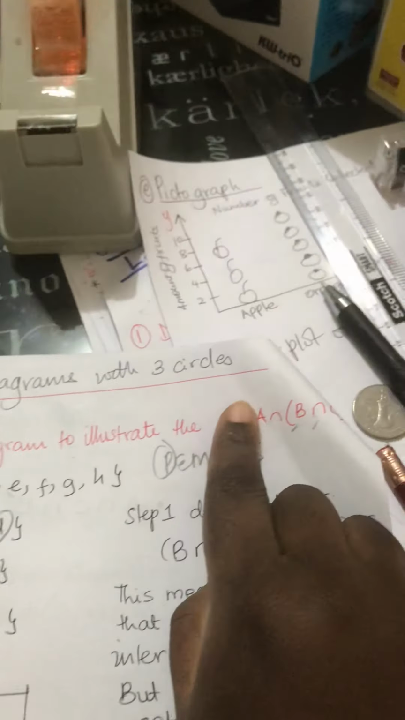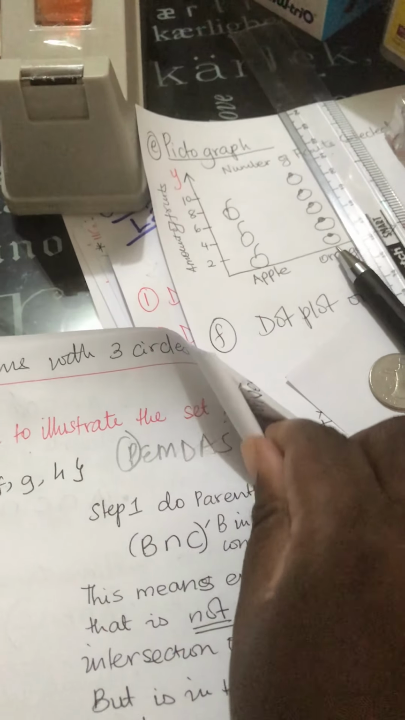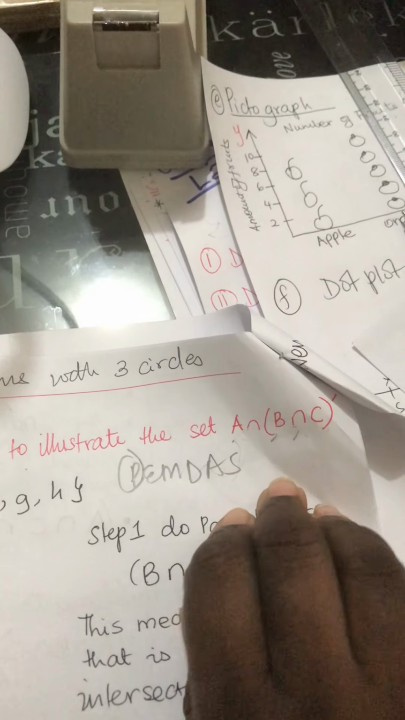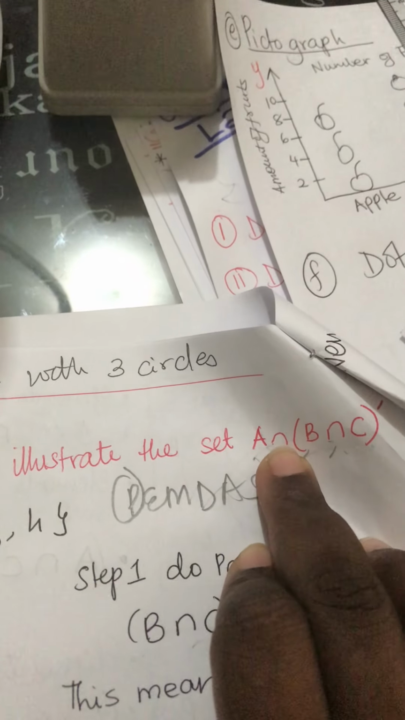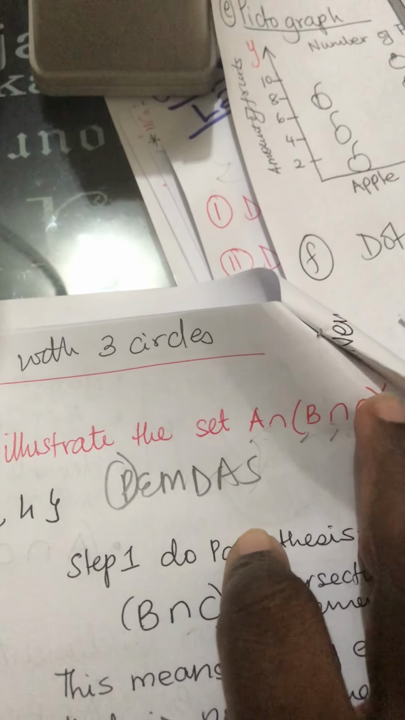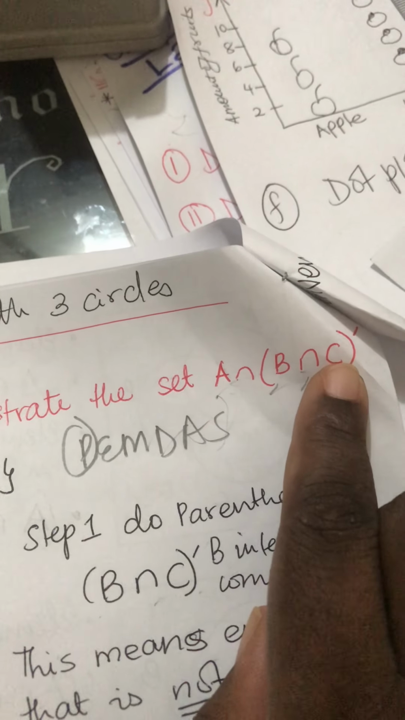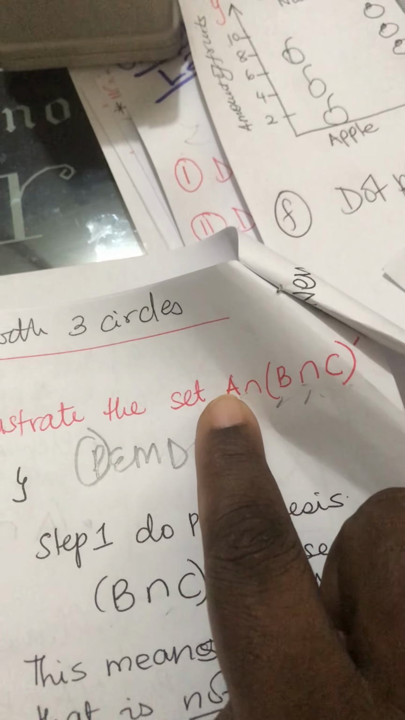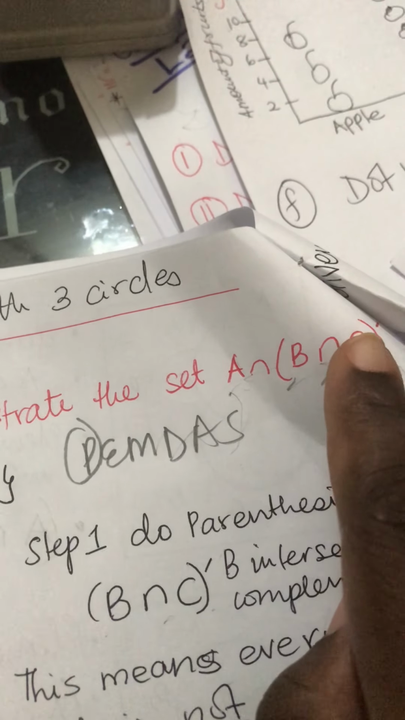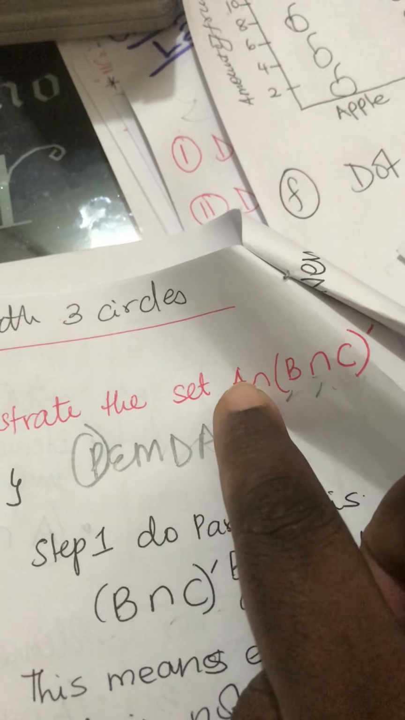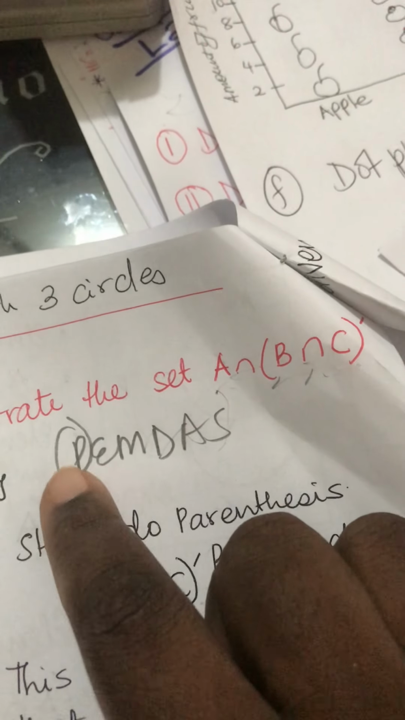All right, let us do this one. Draw a Venn diagram to illustrate set A intersection B intersection C complement. So let me read again. This is A intersection B intersection C, and then the complement of that. So it is the intersection of A with the complement of B intersection C. So first I find the complement of B intersection C. After I find that, then I find the intersection with A. Remember, PEMDAS says do the parentheses first.